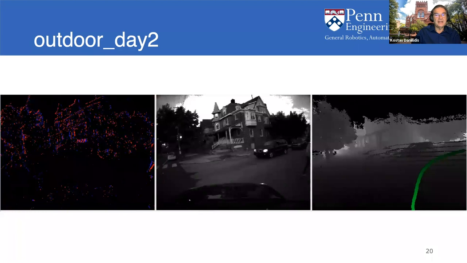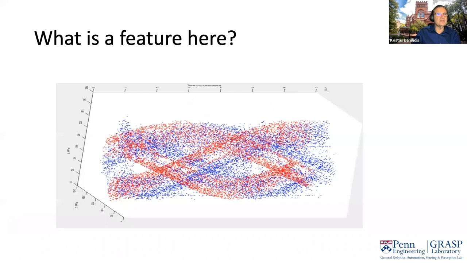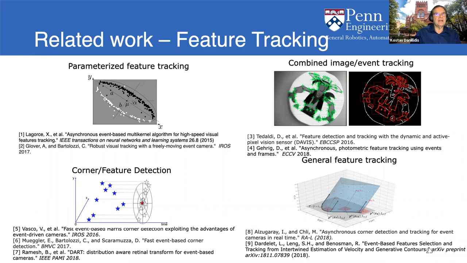And the first question that we asked was really, what is a feature if we just want to do feature tracking? What is a feature really in this stream of XYT points? There have been several techniques that either use both the events as well as the sparse frames, or collect the events and try to find corners on an event frame, like on the top right, because if you stack them together in frames, you can still find corners and other features that we are used to in classical computer vision.